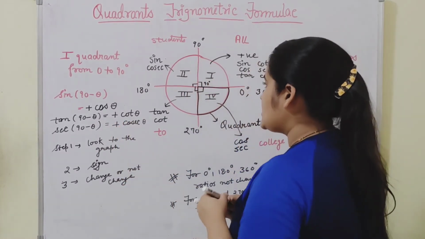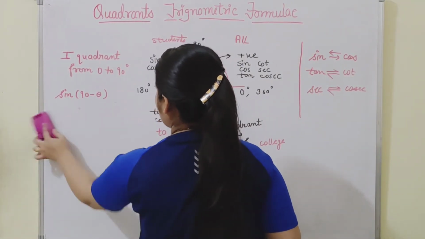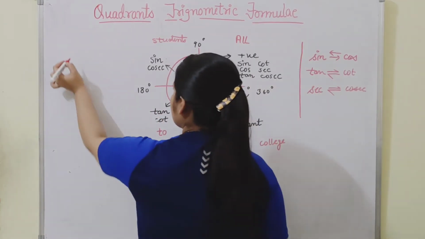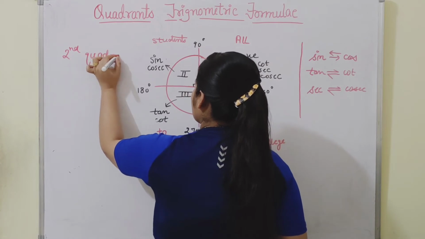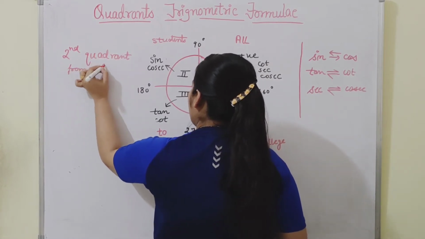Okay. Now let's talk about the second quadrant, from 90 degree to 180 degree.